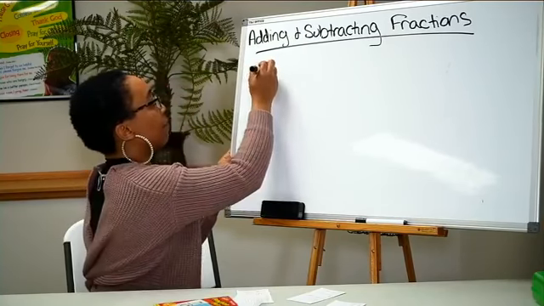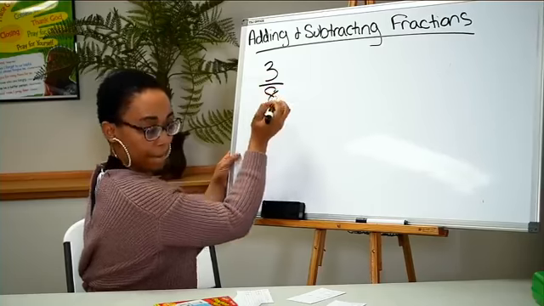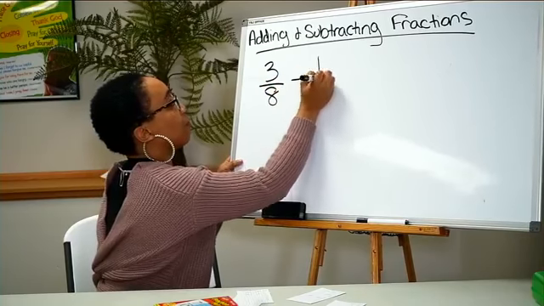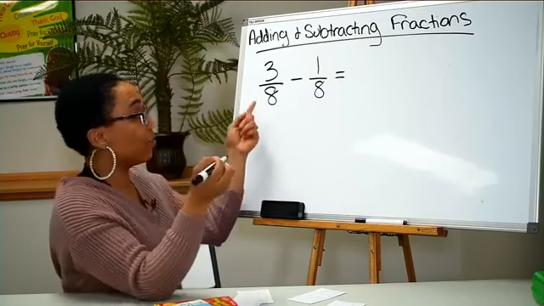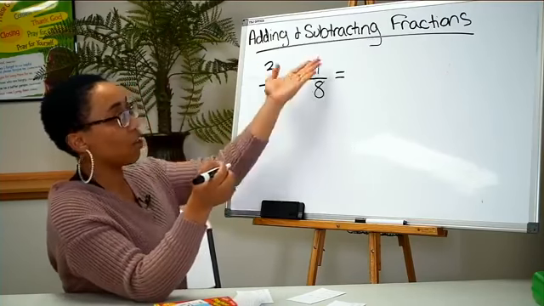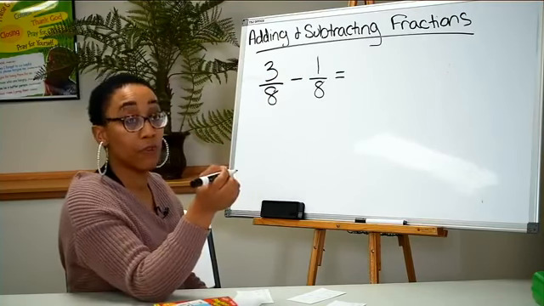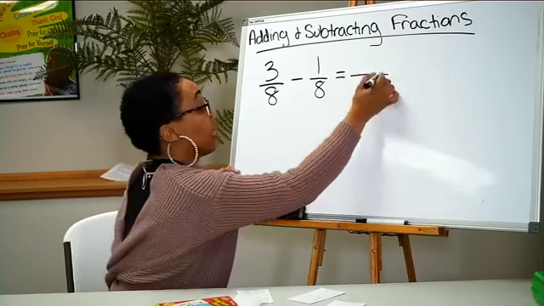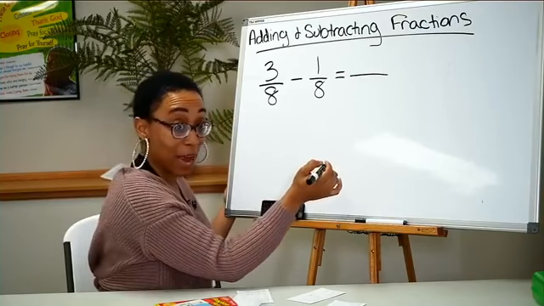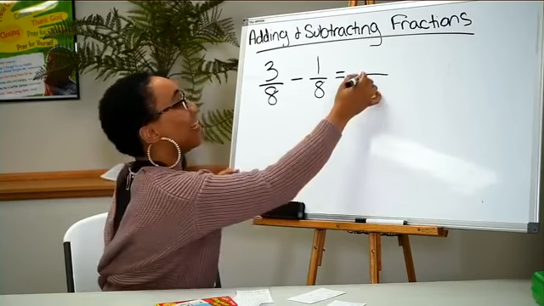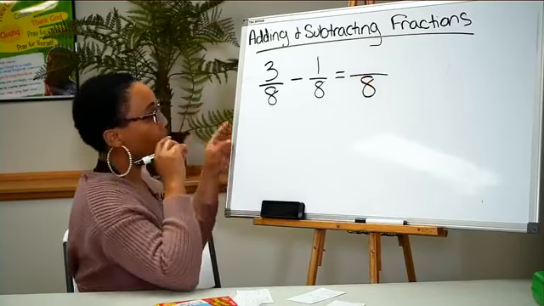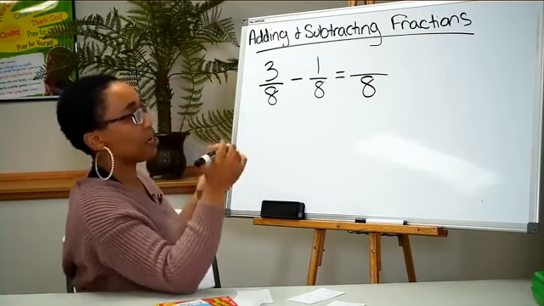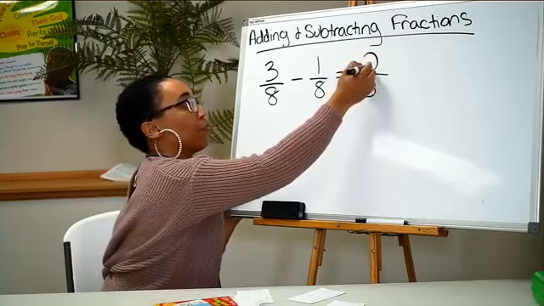So we have 3/8 minus 1/8. Just like with adding, when the denominator is the same, all you have to do is do the function for the numerators. The denominator is 8 for both, so it stays the same. And then the numerator is 3 minus 1. 3 minus 1 is 2.